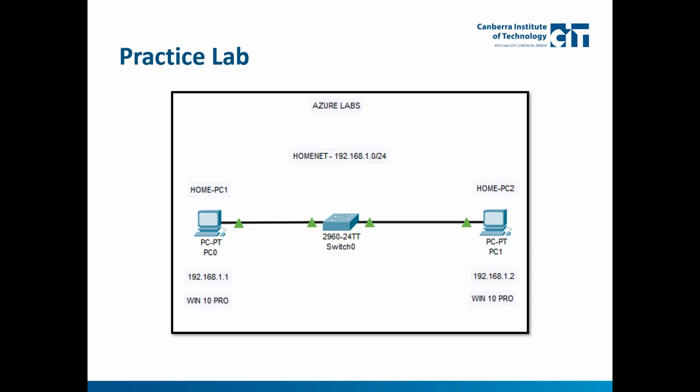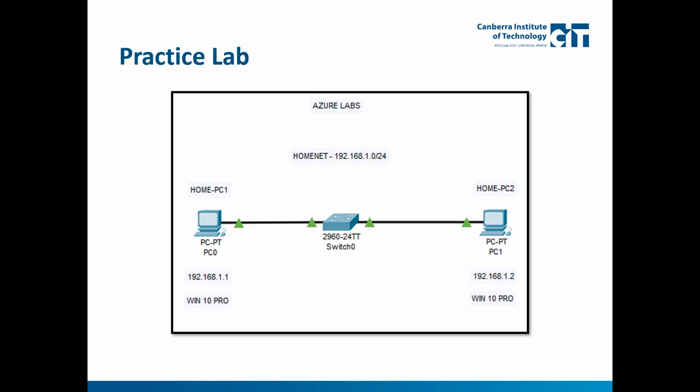What I've done here is design our home network. I called it HomeNet, and the network address is 192.168.1.0/24. That's my home network. Within this home network, I have created two Windows 10 Pro machines. One is going to be assigned the IP address 192.168.1.1, and the other one is going to be assigned the IP address 192.168.1.2. These two computers are connected to a switch, which allows two-way communication between both of them.